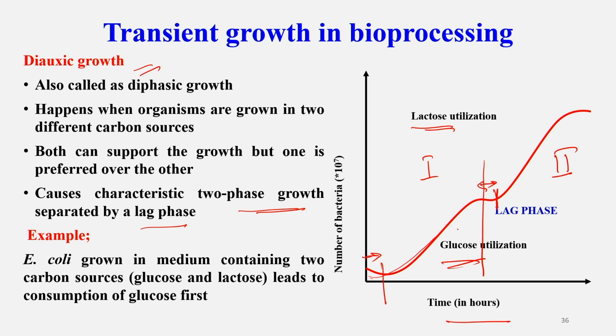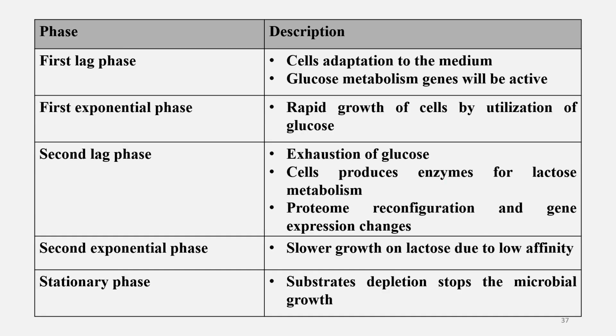So, what it says, first glucose is being utilized as a preferred nutrient, and once glucose is over, now it is adapting to the new environment, a new substrate condition, it is again showing the lag time, then it is utilizing lactose and reaching the growth phase. So, E. coli grows in the medium containing two carbon sources, glucose and lactose, leading to consumption of glucose first followed by lactose utilization.